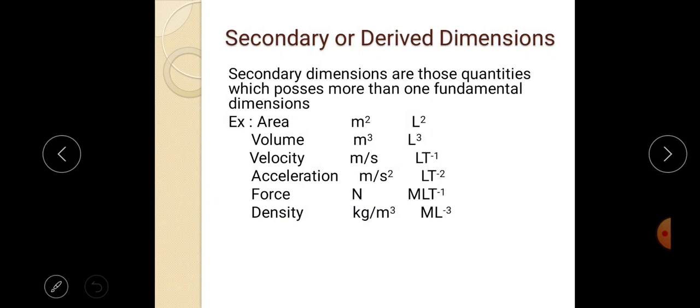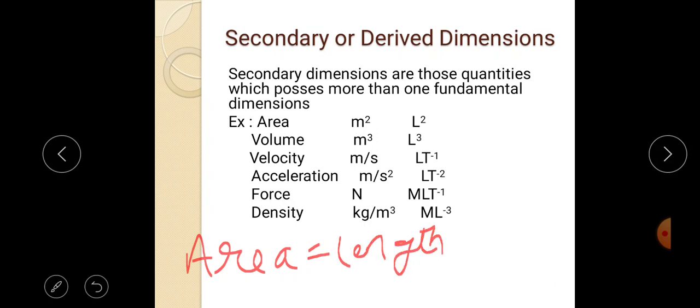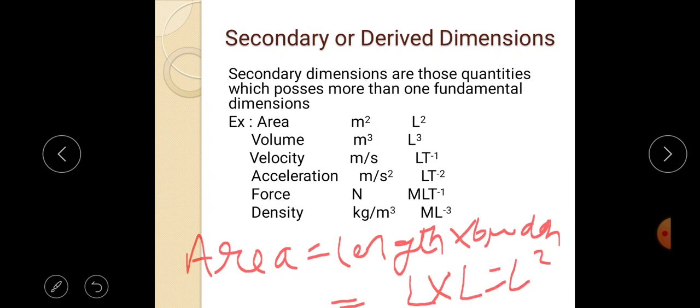Suppose, what is the formula of area? Area is the length into breadth. Okay, length we measure in L, L into L, so it is L square. Alright, and for others also I'll show you, just a minute.